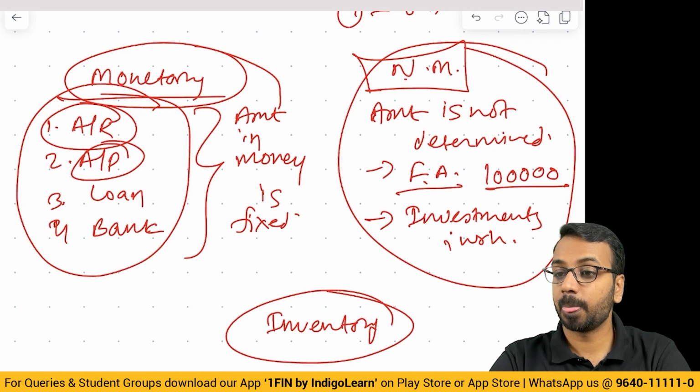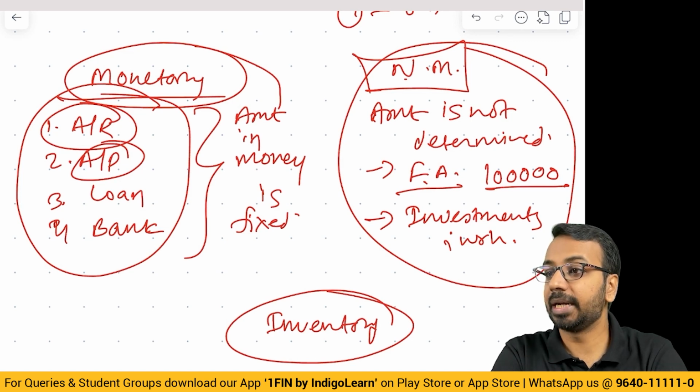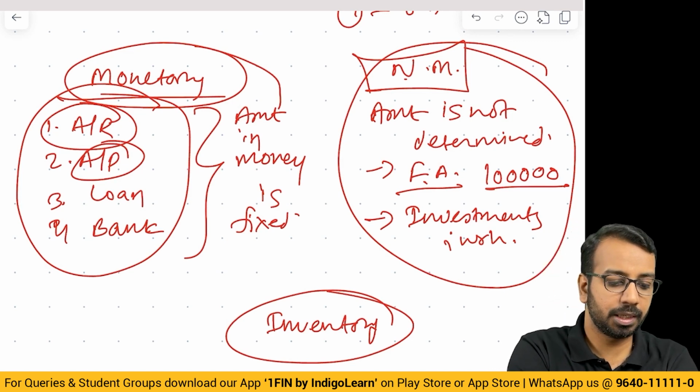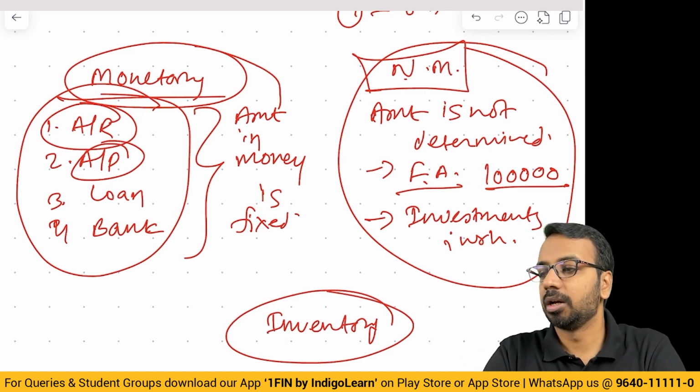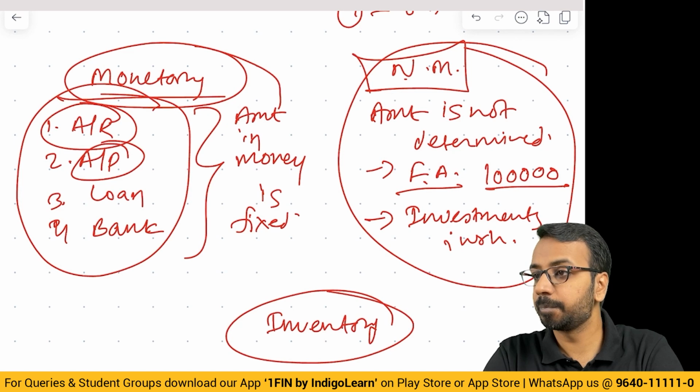Yes, please. You can type it out. If you're speaking, my speaker is on mute because sometimes there is an external disturbance. Non-monetary. Others?